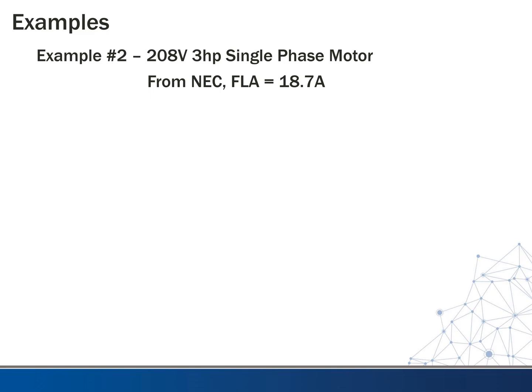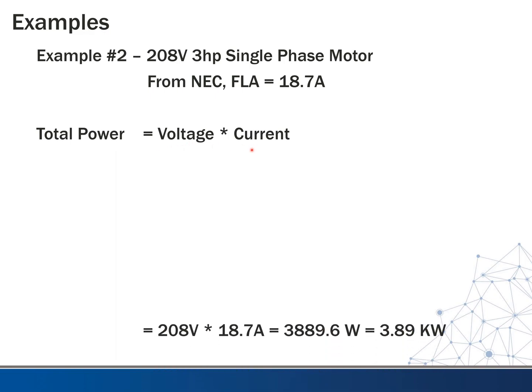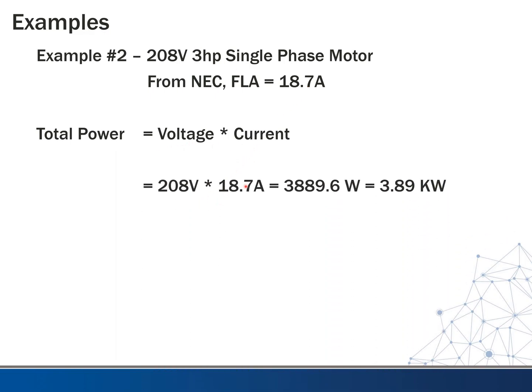So now if we go to example number 2, if we have a 208 volt, 3 horsepower single phase motor, again, from the National Electrical Code, we expect the amperage draw at full load of 18.7 amps. So this is a single phase motor, but it's given us 208 volts. So the way we do that is we run 2 phase conductors to the motor. So the total power here again is voltage times current. We enter our voltage, we enter our current, and we get 3.89 kilowatts.